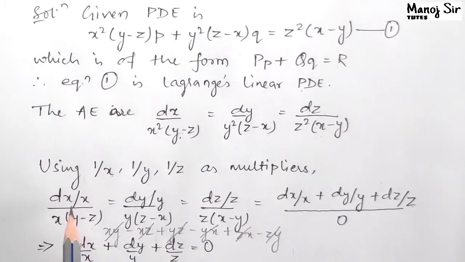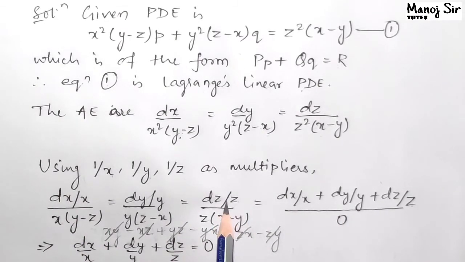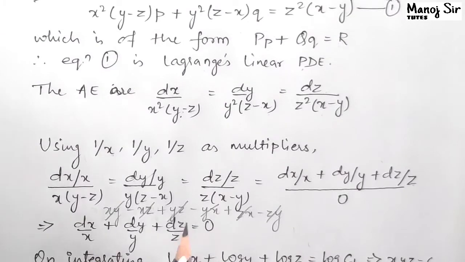Now if you take these two equations, take this 0, so this will become 0. So we will have dx upon x plus dy upon y plus dz upon z equal to 0.